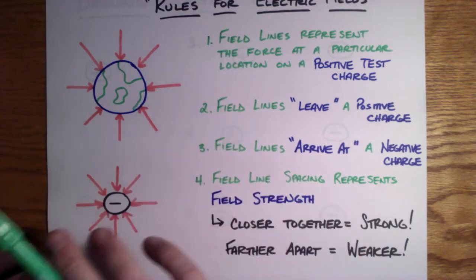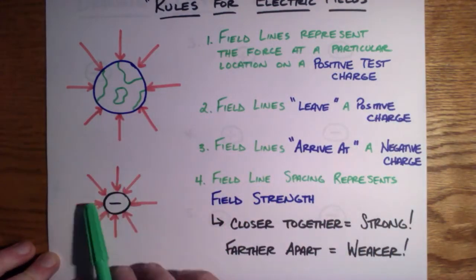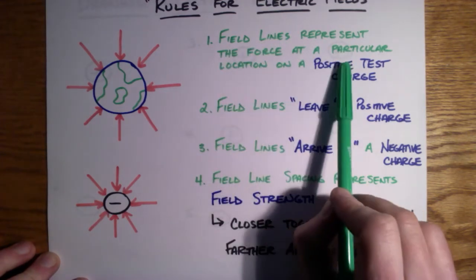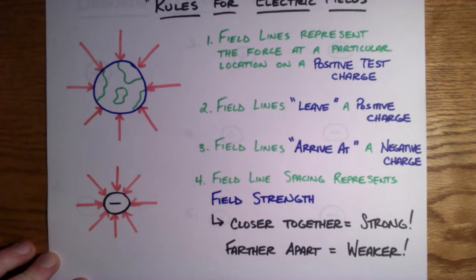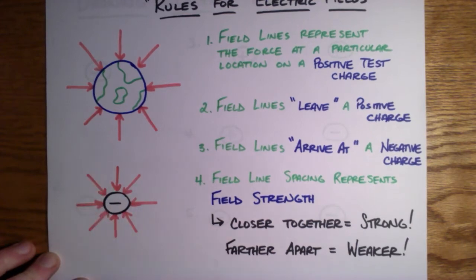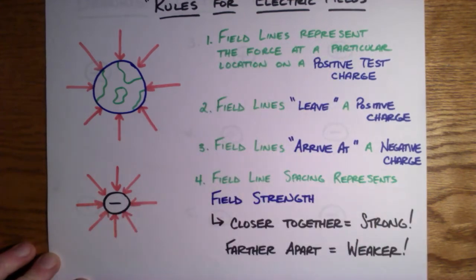So the first one, as I mentioned several times, the field lines themselves, again on this diagram because it's an electrical field, represent the force at a particular location on a positive test charge. So no matter where I place a positive test charge around this negative charge, it will always be pulled down towards the negative charge because a positive and a negative will attract. So these field lines just show you the direction and the magnitude of force at a particular location on a positive test charge.